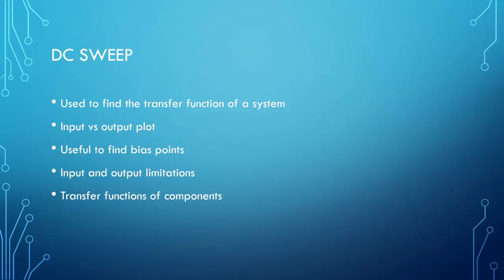Next, our DC sweep can be used to find the transfer function of a system. So it shows us the input versus output plots. It is useful to find bias points. So if you need to insert a specific DC offset into a system with your signal, you can find that point. It is also used to find the input and output limitations of a system. It can also show you non-linear regions in a system.